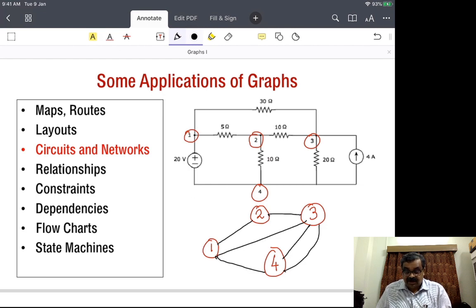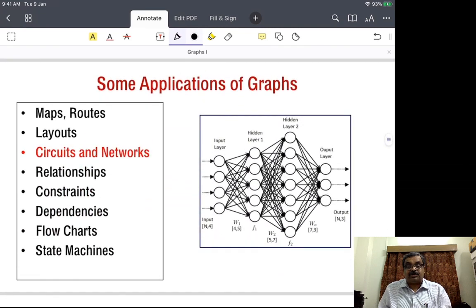Now we will start labeling these nodes. For example, the edge between these two nodes is a resistance edge of 5 ohms. Similarly, all resistance edges will be marked, whereas this edge between 3 and 4 is actually an ammeter edge, whereas this between 1 and 4 is a voltage edge. So this is how we will draw the graph, and we will get a circuit graph.